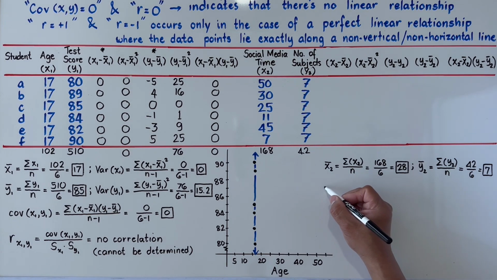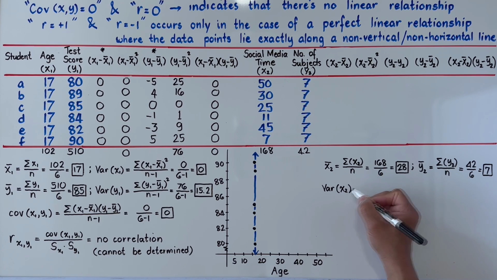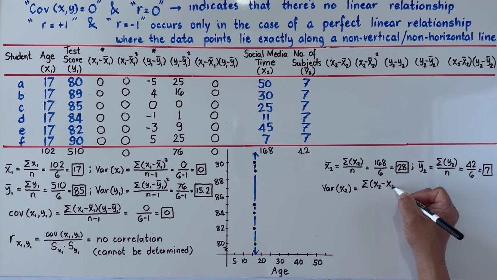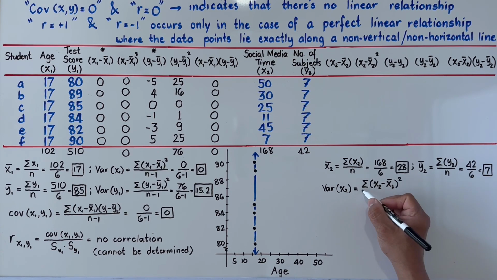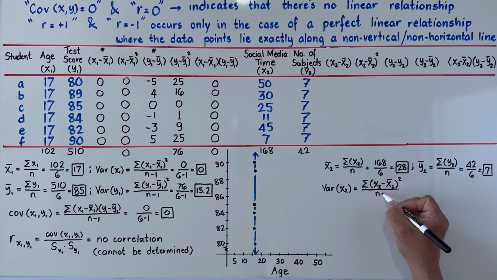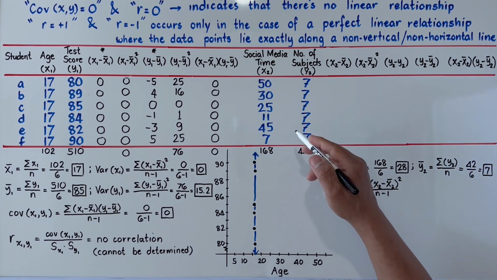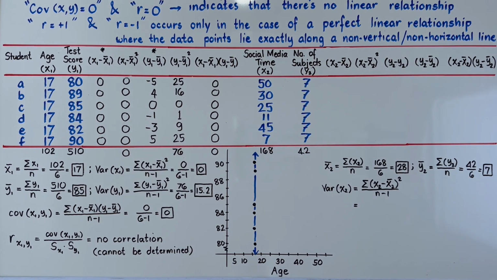Now let's compute the variance of the variable x sub 2. The variance is equal to the sum of the square deviations of all the values of x sub 2 from its mean. And we divide this by n minus 1 because we consider these 6 subjects as a sample of all the subjects.